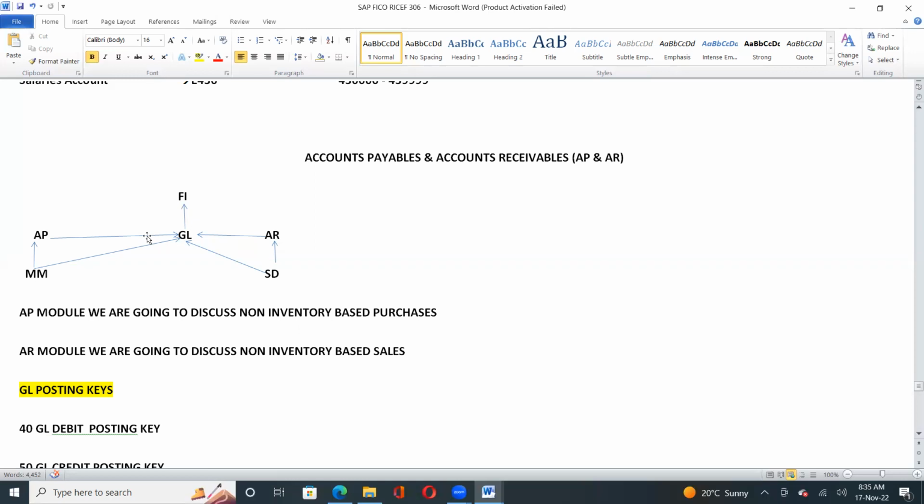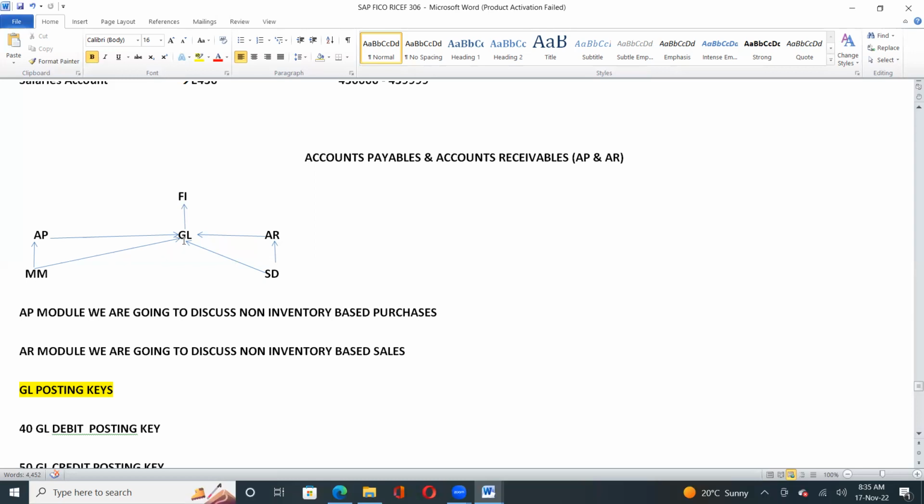Initially we are going to discuss non-inventory transactions. In both the AP and AR modules, inventory is nothing but material purchase and material sales. So initially we are going to discuss non-inventory, meaning service purchases and service sales. Clear? When we discuss material purchases and material sales, we will integrate the AP module with the MM module, material management. And for the AR module, we will integrate with the SD module, right?